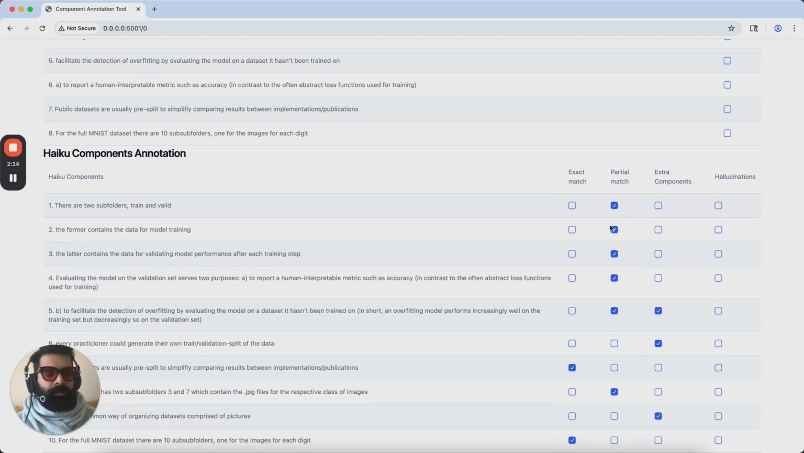And so, for example, here, out of the 10 components Haiku generated, 1, 2, 3, 4, 5, 6 of them are partial matches, 2 of them are exact matches, and then 3 of them I would consider extra components, so things that I didn't consider as a component. I also want to take a quick look at the overall metrics that I evaluated on the dataset.